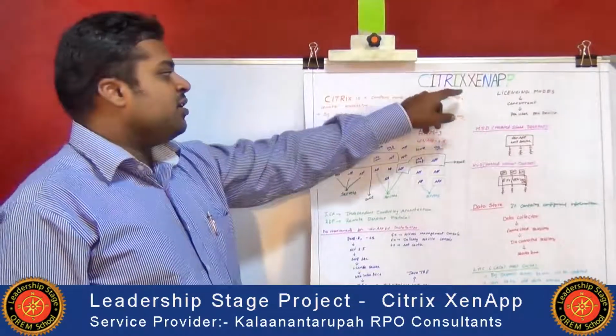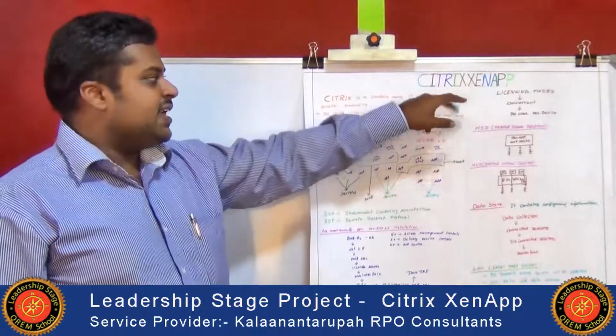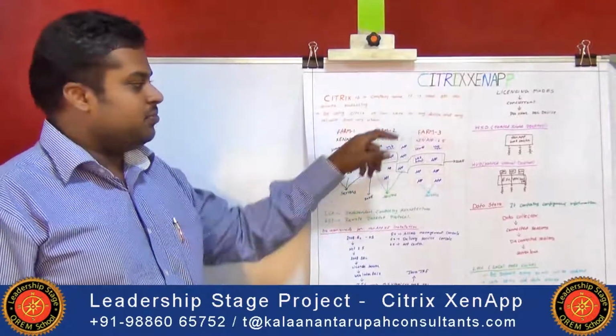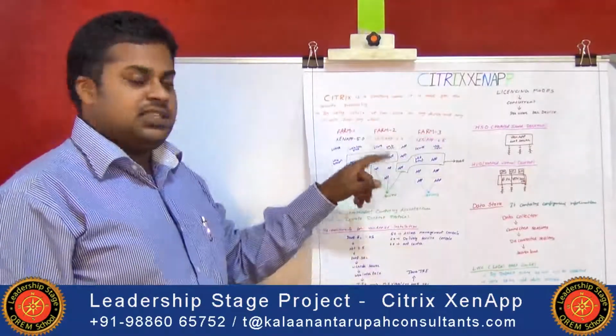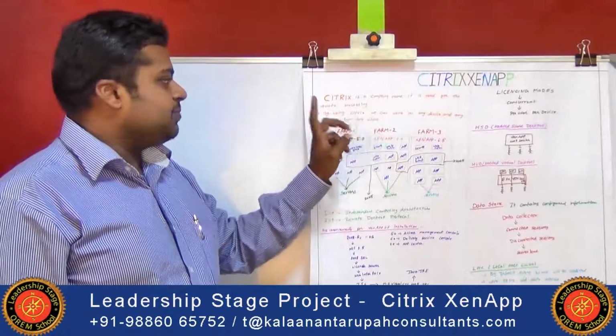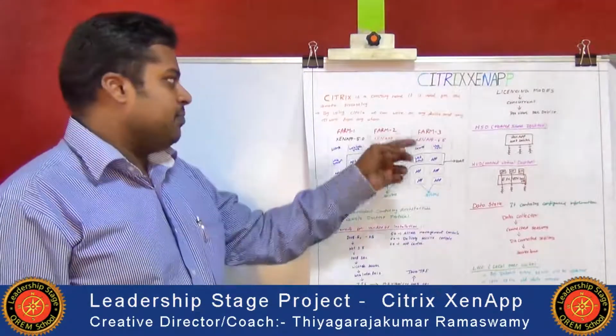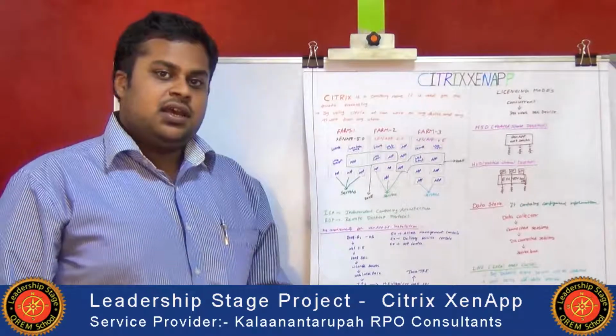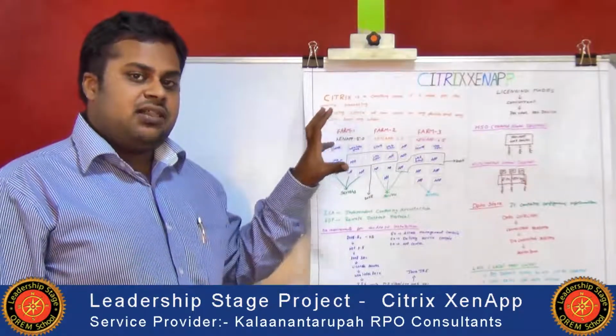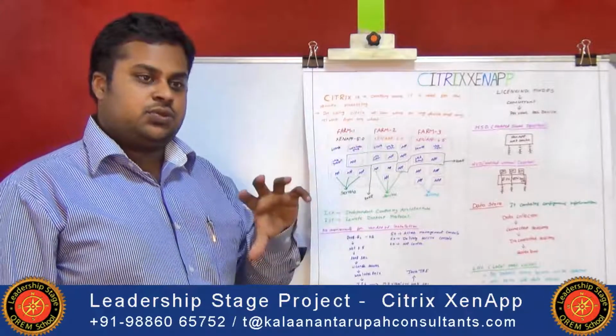In Citrix, we have mainly three parts: XenApp, XenServer, and XenDesktop. Coming to XenApp, this is used for application publishing from the server side. Citrix is one of the company names used for remote processing. By using it remotely, we can publish all the applications and provide troubleshooting to the users.